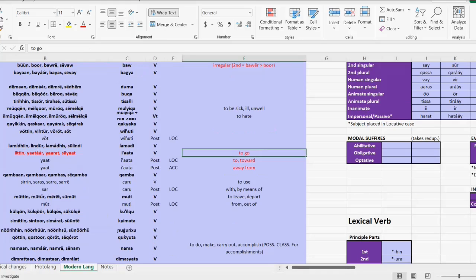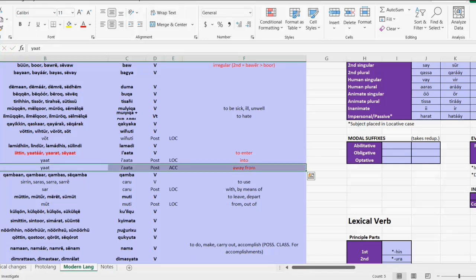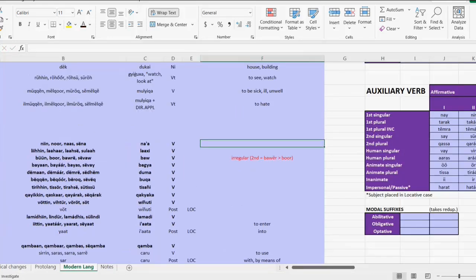So what immediately springs to mind is to change it to enter, which gives a pretty obvious postpositional meaning of into, which means that this away from meaning would no longer make any sense, because to enter from something. So we need a new word for to go then, and specifically a word that meant to go in the proto-lang, so we can get a word for toward.